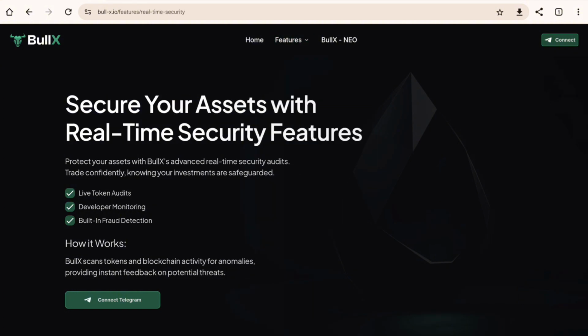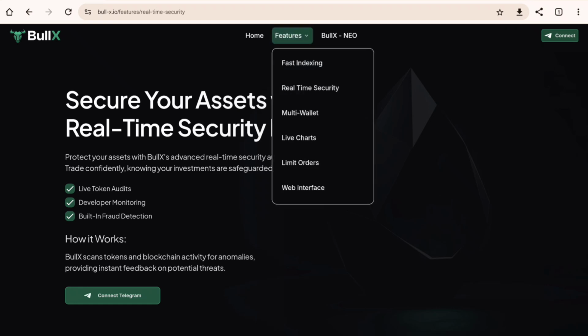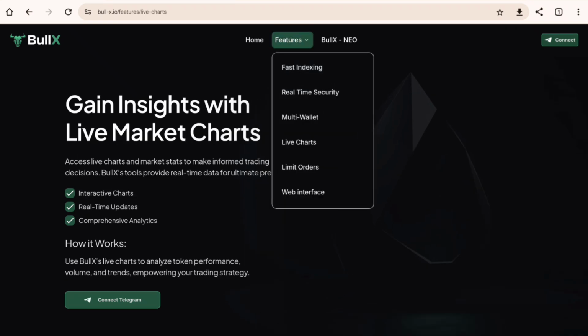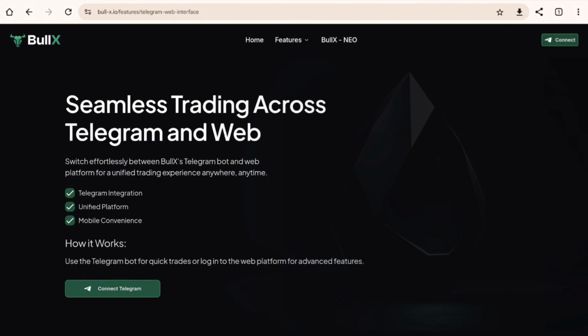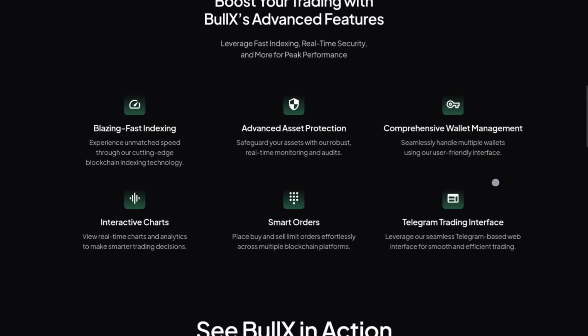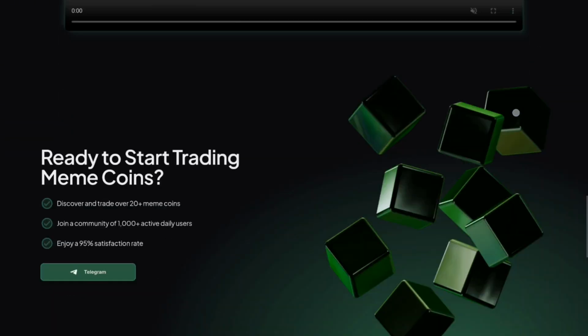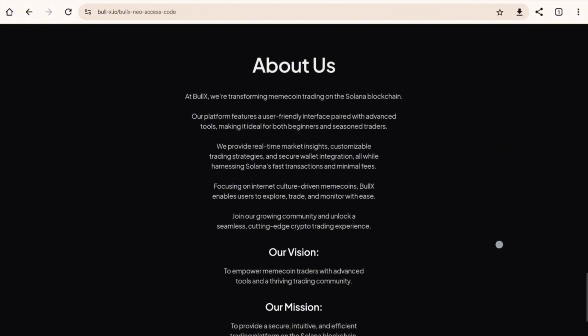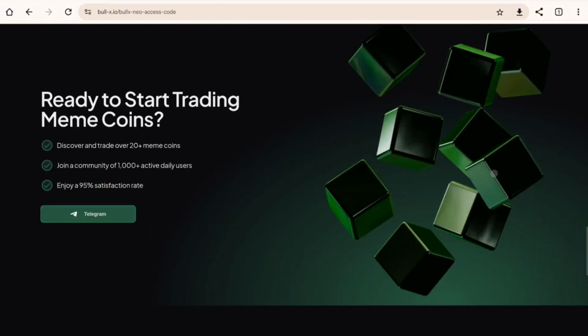Now BullX Neo. This upgraded version aims to address some of the shortcomings of its predecessor. Let's explore its key enhancements: enhanced AI and machine learning algorithms, improved backtesting accuracy, more advanced trading strategies, multi-coin trading support, and enhanced security features. BullX Neo promises a more sophisticated and potentially more profitable trading experience.